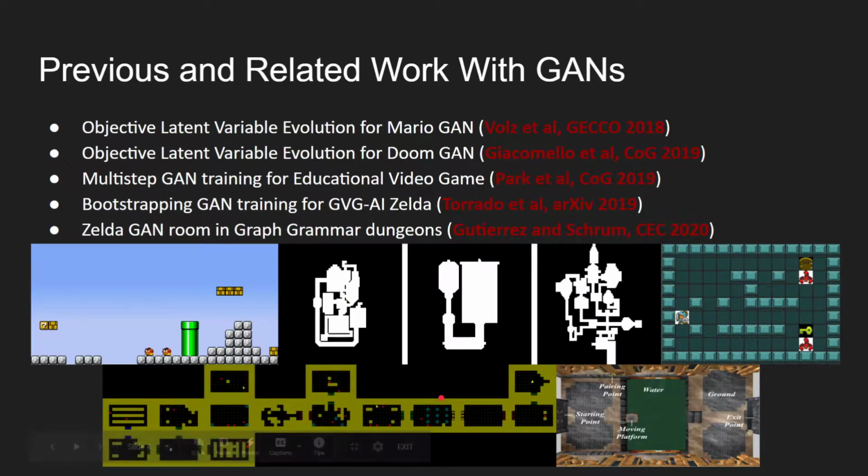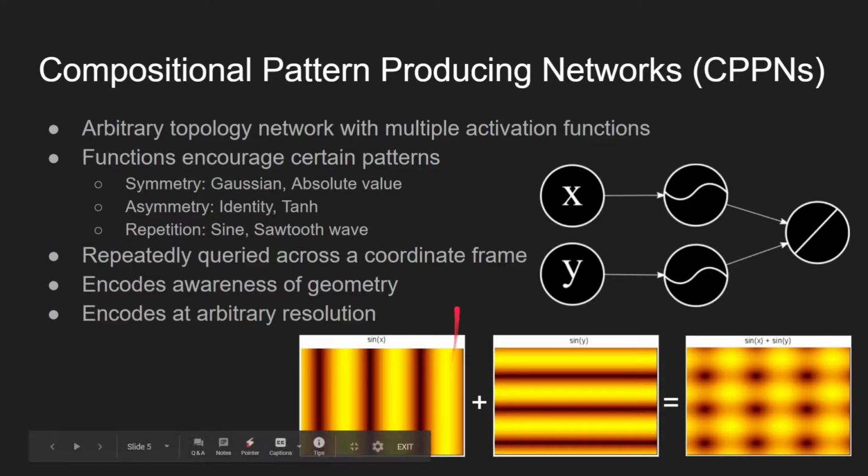Now, in the paper I'm presenting today, instead of using a graph grammar to combine rooms into a dungeon, we use CPPNs. So how do those work? Well, CPPNs are basically arbitrary topology neural networks with multiple activation functions. In particular, it's important to have representatives of symmetric functions, asymmetric functions, and repetitive functions like these examples shown here.